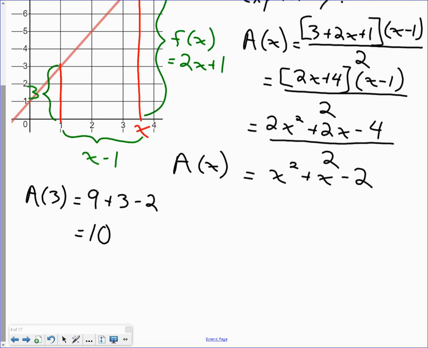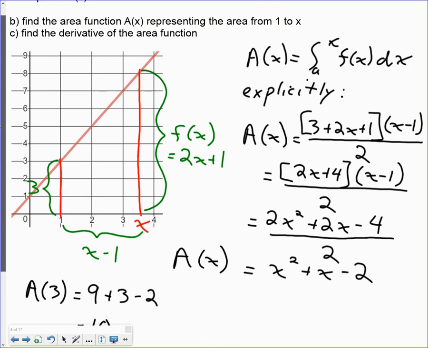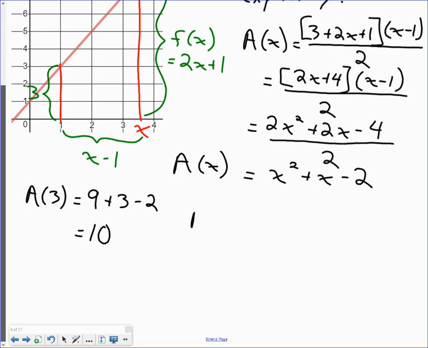Blah, blah, blah. We're just doing grade 9 math again with some functions thrown in here. What's the point? Well, what happens when we take, remember this part C we were going to do, find the derivative of the area function. The derivative of this function is 2x plus 1, which is our original function. Surprise, surprise.